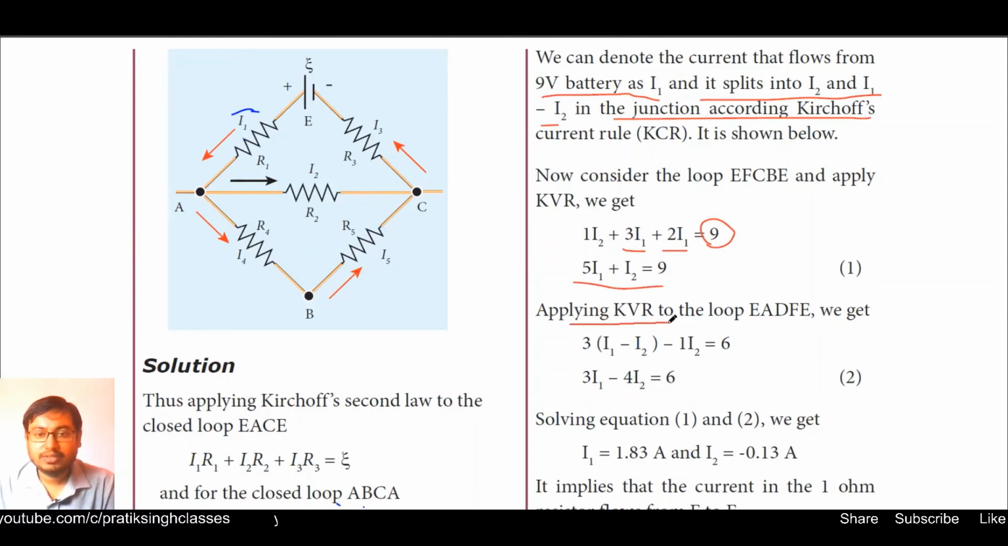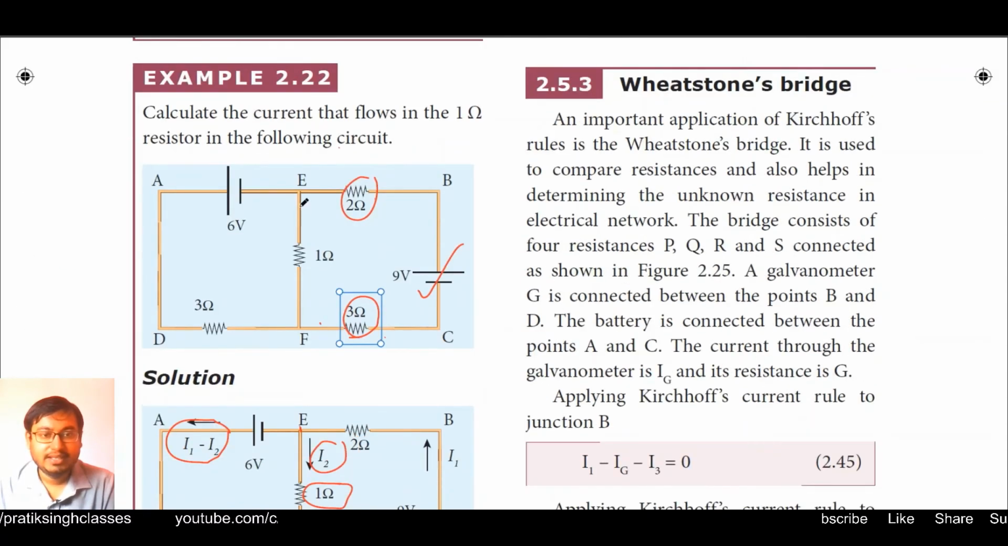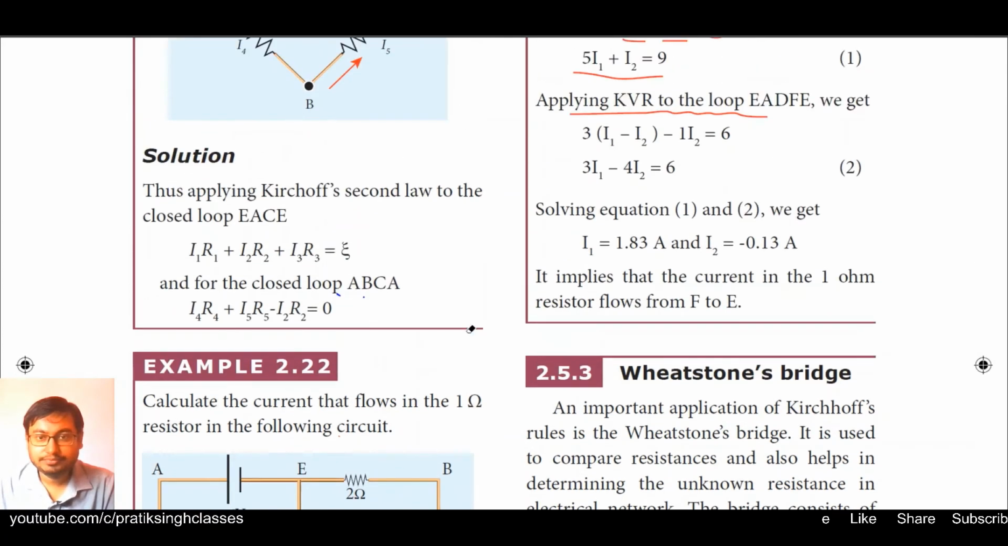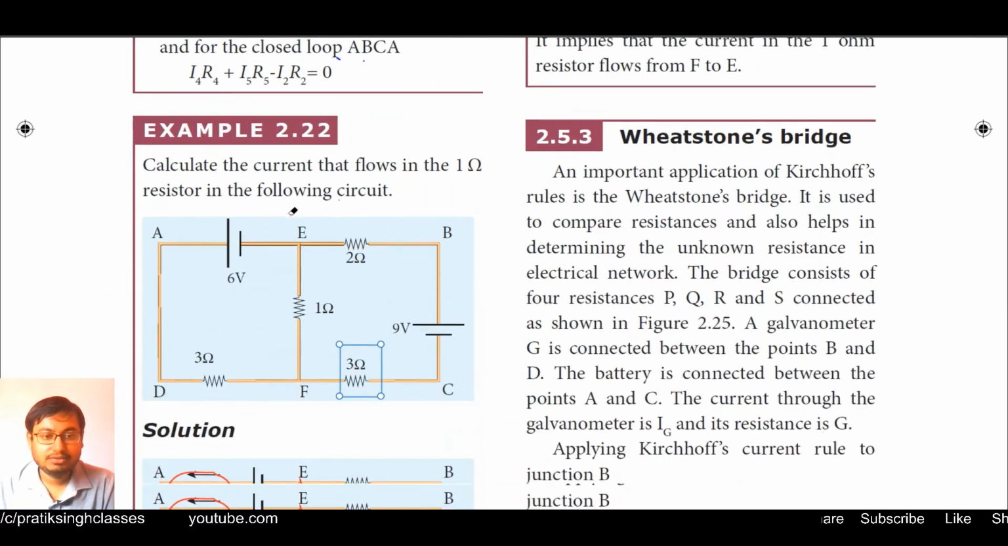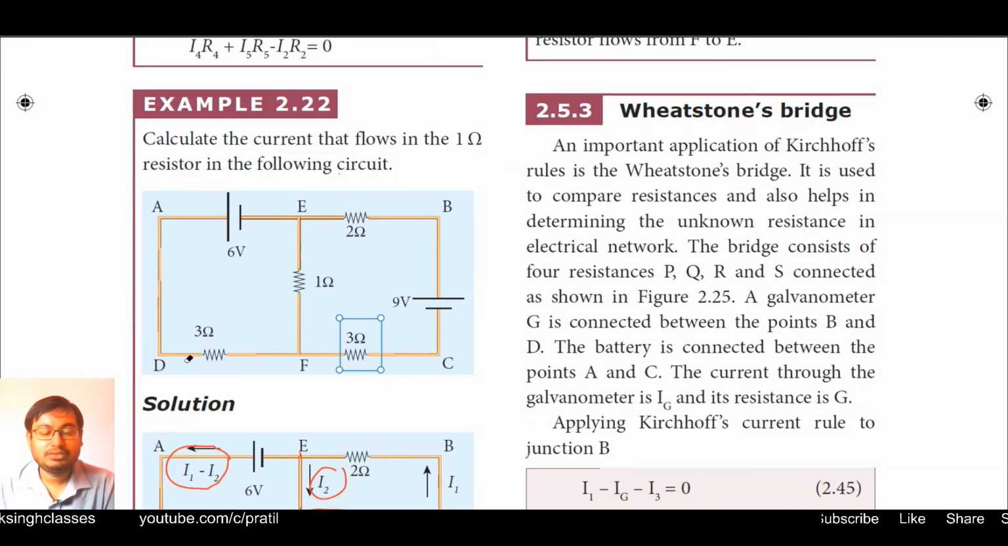Again applying Kirchhoff's voltage rule to the loop EADFE as given in the figure. So see, EADFE, again here the direction of flow of current is in anti-clockwise direction. A battery is given here which has EMF value of 6 volts. Then we have two resistors, one of 3 ohm and one of only 1 ohm. So let us calculate here Kirchhoff's voltage rule. We will have 3 into I1 minus I2. As you can see for this one, the amount of current flowing through this is I1 minus I2.